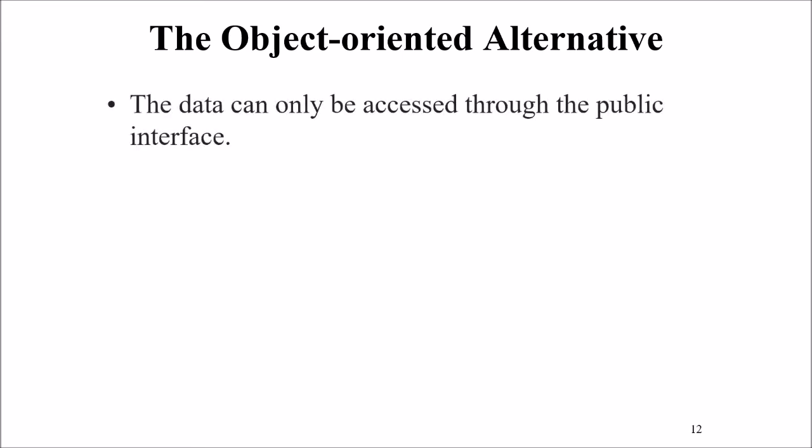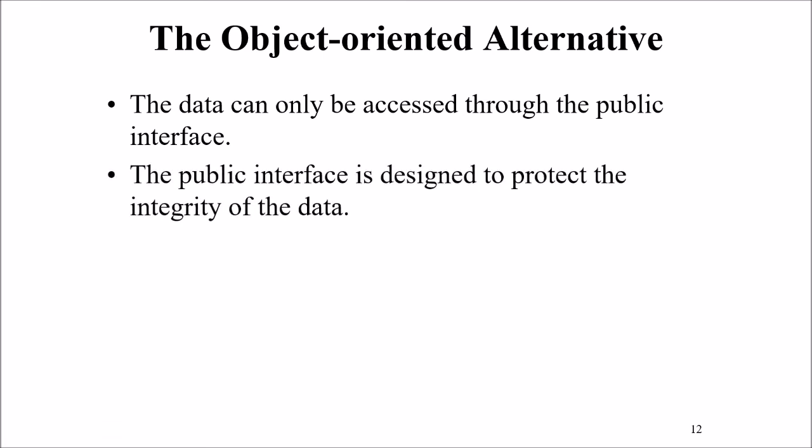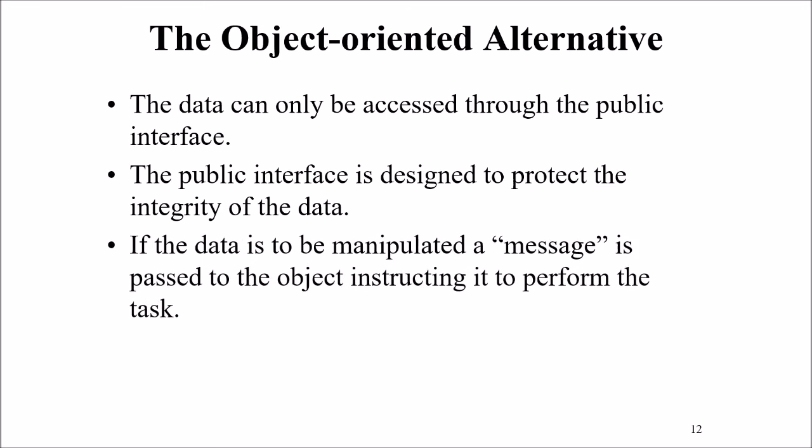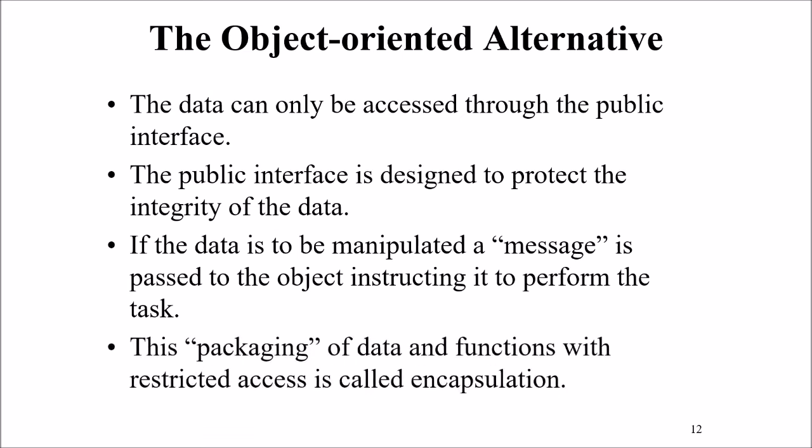So the data can only be accessed through the public interface. The public interface is designed to protect the integrity of the data. If the data is to be manipulated, a message is passed to the object instructing it to perform the task. This packaging of data and functions with restricted access is called encapsulation.